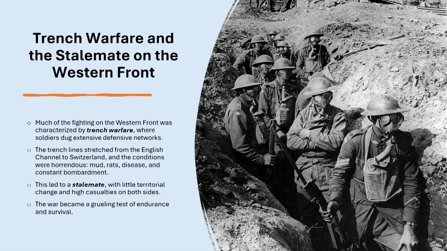All right, trench warfare and the stalemate on the Western Front. Once again, we're just going to highlight some of the things about World War I that make it such an intriguing war. Much of the fighting on the Western Front was characterized by trench warfare, where soldiers dug extensive defensive networks. The trench lines stretched from the English Channel to Switzerland, and the conditions were horrendous: mud, rats, disease, and constant bombardment. This led to a stalemate with little territorial change and high casualties on both sides. The war became a grueling test of endurance and survival.